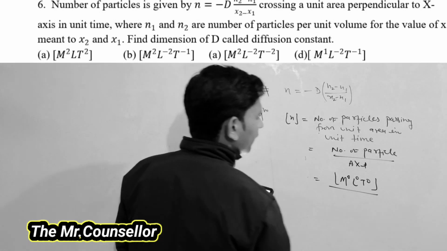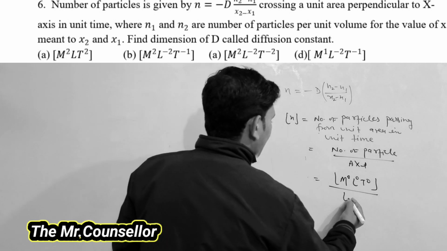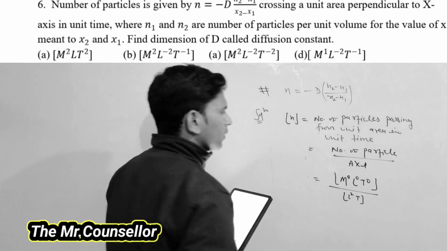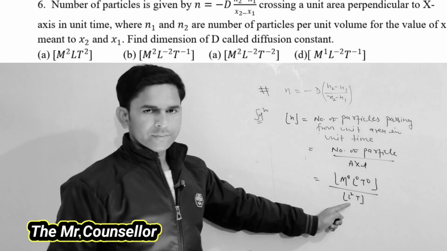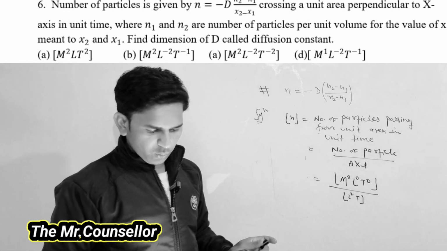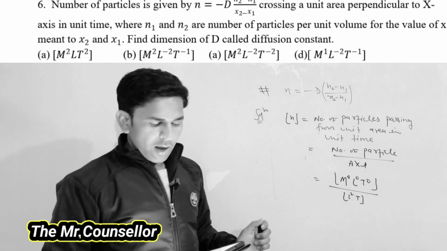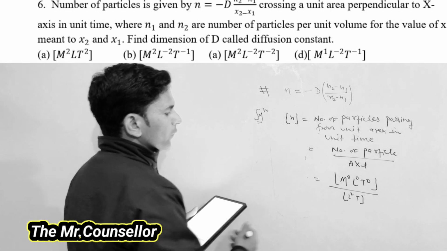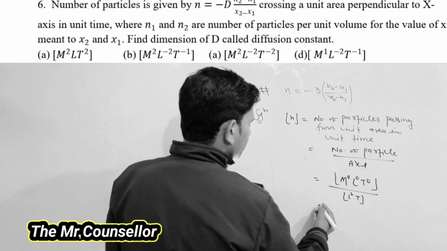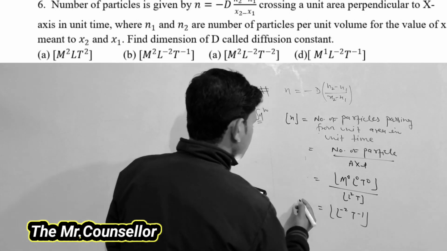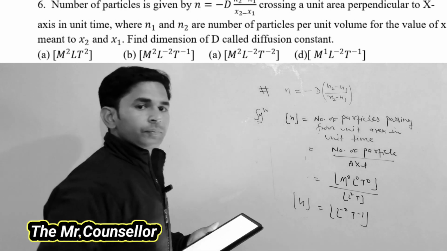Any doubt? No doubt. Area is L², very good. Time is T. Did you get this? Very good. If you want to write this upside, you can also write L⁻²T⁻¹. No issues, you can write it like this also.